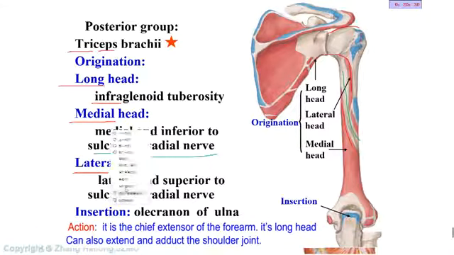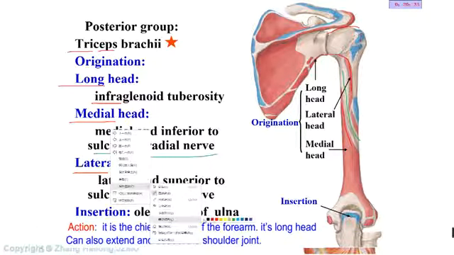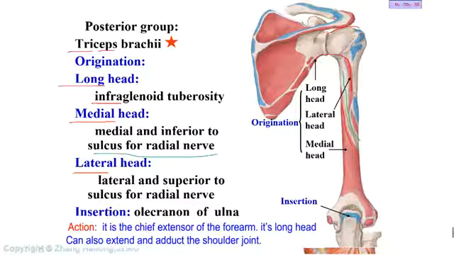And another one, I've changed the color. Right. Here is the lateral head. Here should be the lateral head. The lateral head is lateral and superior to the groove. And finally, you see the 3 heads, lateral, medial, and long. They will combine and form the triceps brachii.